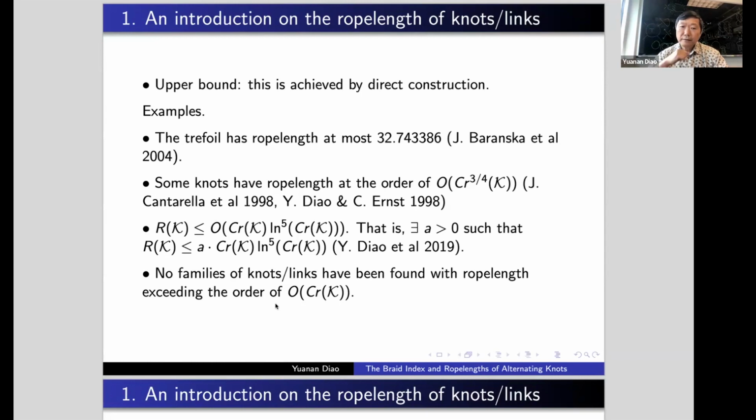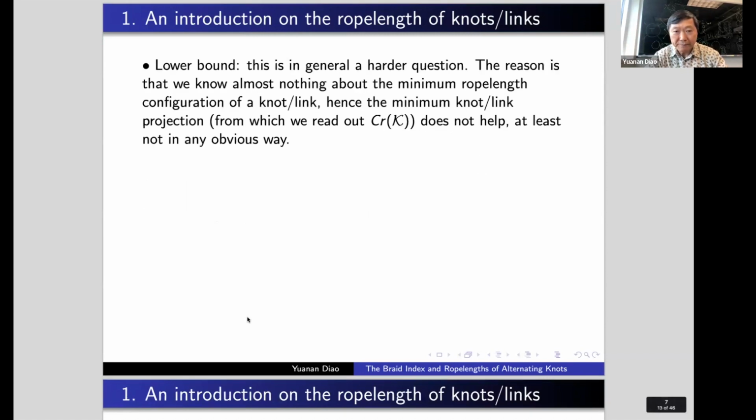And we don't have any examples where the rope length of knot links exceeds the order of their crossing number. We actually tried, but such examples are hard to find. Which means it might be possible that the rope length for any link is bounded above by the order of its crossing number. It's not going to be less than that, because once you look at the lower bound, you will know why.